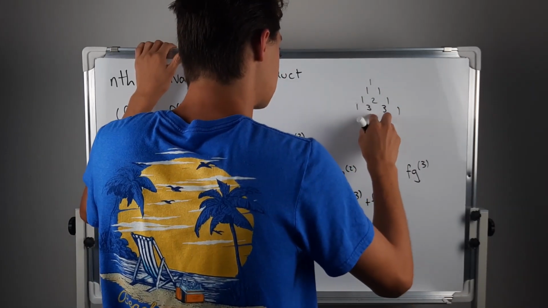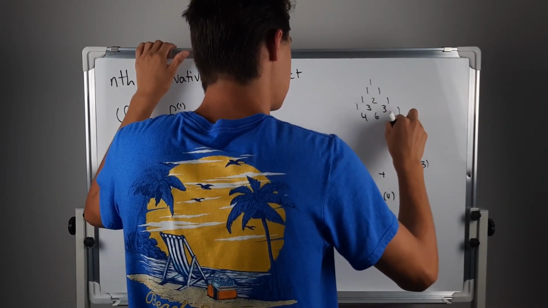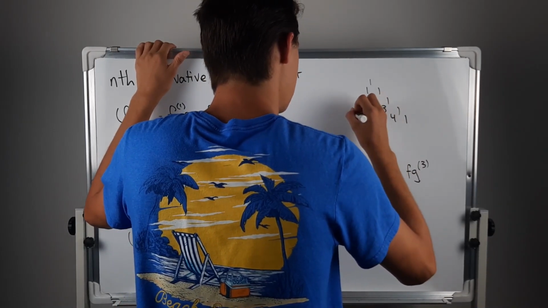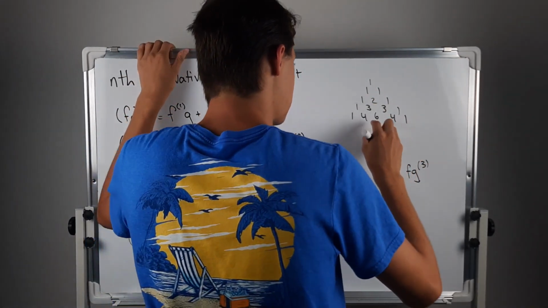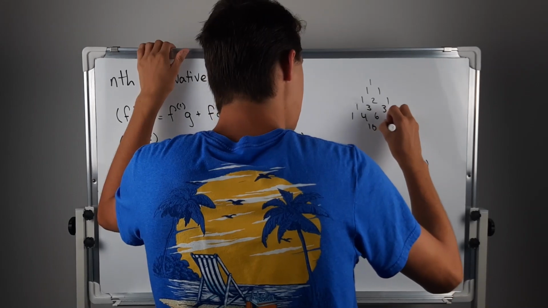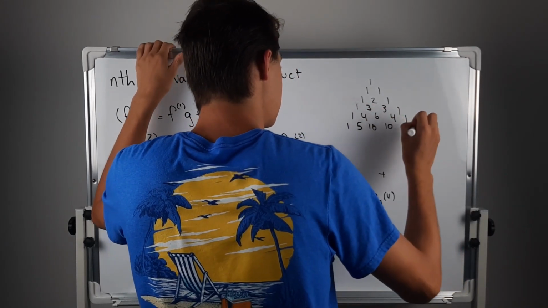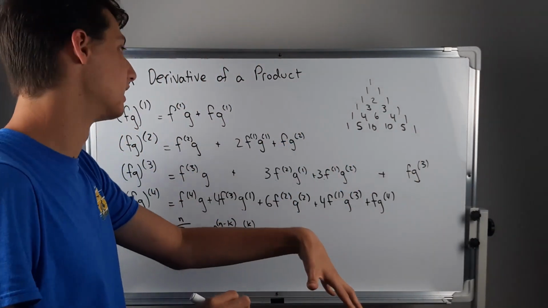Okay, 3 plus 3 is 6. 3 plus 1 is 4, 3 plus 1 is 4, and then 1, 1, and it keeps going. We can do one more. 6 plus 4 is 10, 6 plus 4 again is 10, 4 plus 1 is 5, 4 plus 1 here is 5, and then 1 and 1. So it just keeps going like that, right?